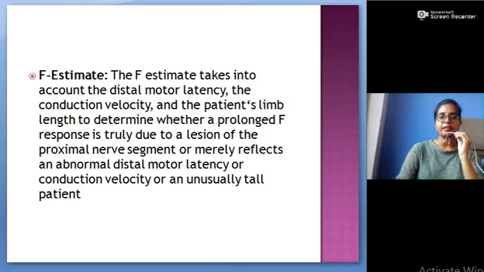Now, F wave estimate is generally for distal motor latency. Why we take it into consideration is to rule out any false positive or false negative results. Sometimes, because of physiological factors such as the height of the person, the values may not match the pre-decided values. So we take F wave estimate to rule out such conditions.